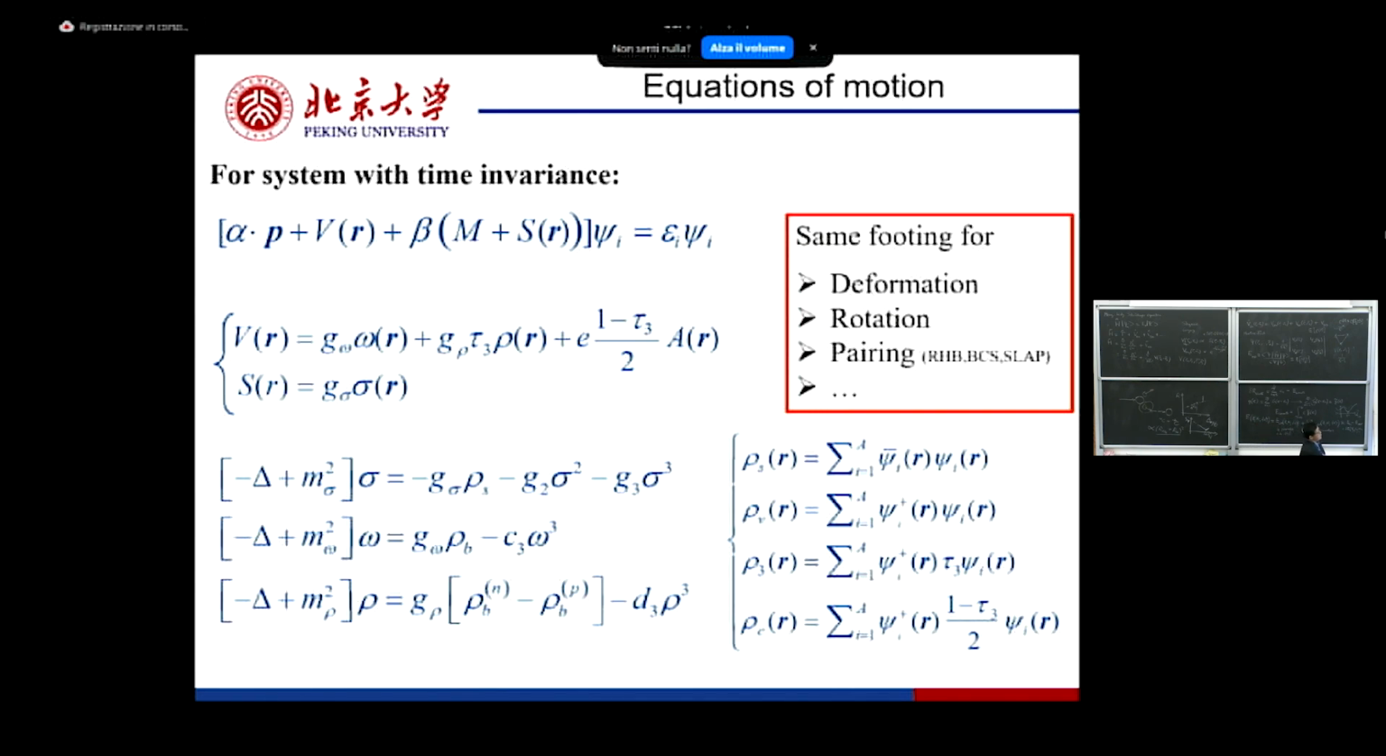And then, using the solution we obtained, we can build the vector potential and the scalar potential, and all kinds of potentials could be built up. With these potentials, we can solve the Klein-Gordon equation. Then we can get the sigma, omega, rho fields. With these fields, we can build a new vector and scalar potential. With this scalar and vector potential, we go back to the Dirac equation, solve this equation again, and then we get the spinor, and then we repeat this process until finally we achieve self-consistency. In such a way, we assume we have solved this nuclear problem.